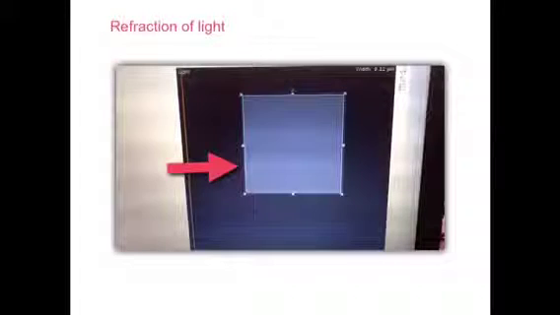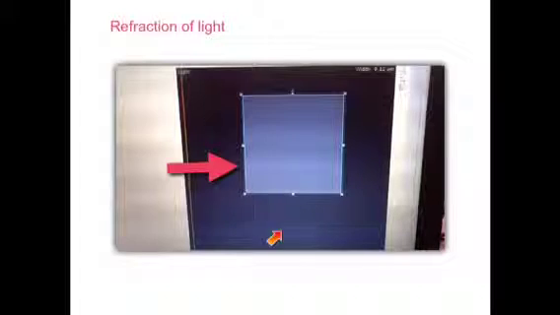Refraction of light. Here we're going to show light waves entering a block of diamond here. Now in reality the light waves are far too small to see, but just so we can get a good idea of what's going on, we're going to show the light waves as being much bigger.